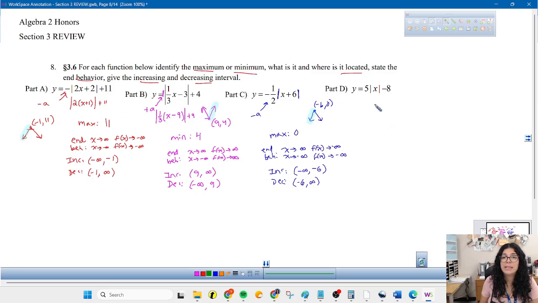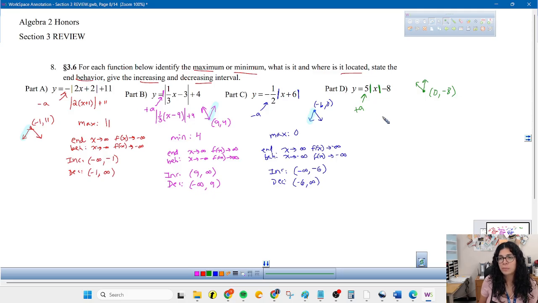Last one, part D. Notice that our A value in front is a positive A value. So this is going to be an upward facing V shape. And again, inside of the absolute value, I don't need to factor anything out for x. And there's nothing being added to x, which means that the x of the vertex is at 0. The y value is at -8.